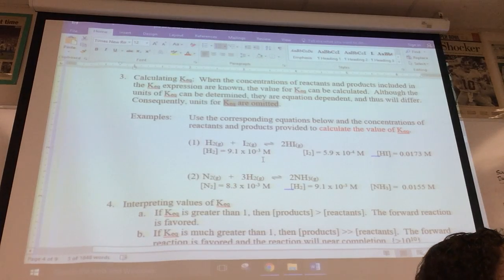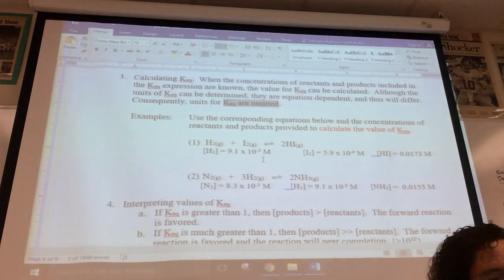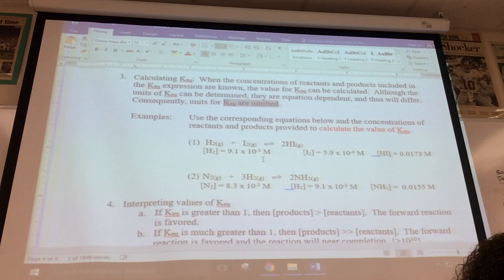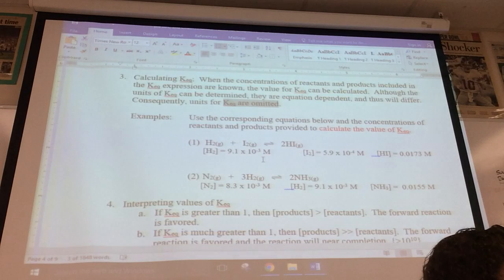So now what we want to do is use these equations to calculate the value of KEQ, and the concentrations for substances in the equation will be provided. And this too I think you'll find pretty straightforward, very simple math. In the first example, we have hydrogen gas and iodine gas reacting to form 2 moles of hydrogen iodide gas. The concentrations of hydrogen gas, iodine gas, and hydrogen iodide gas are all provided.